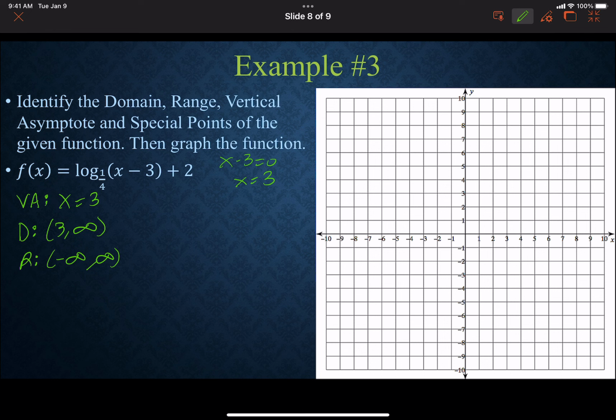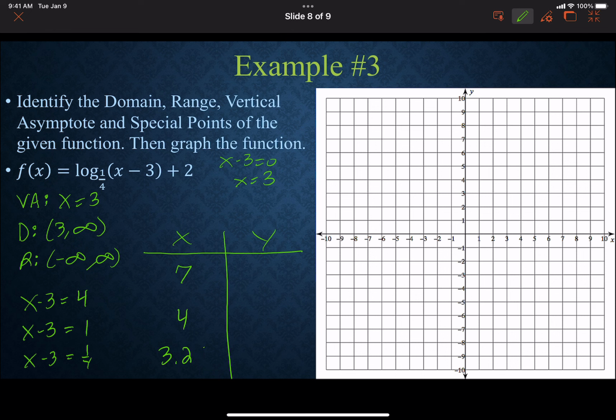As for our 3 special points, it's still x minus 3 equal to the reciprocal of the base, so it would be 4, equal to 1, and equal to the base itself. So we'd get 7, 4, and 3.25.